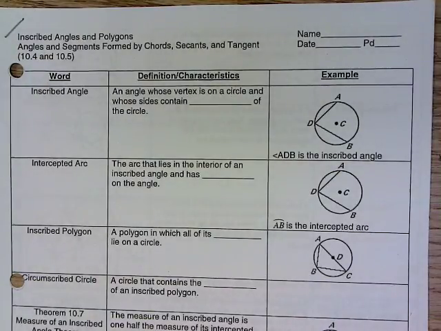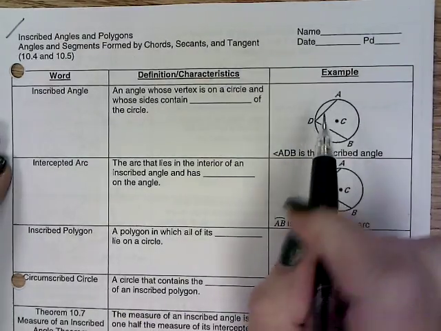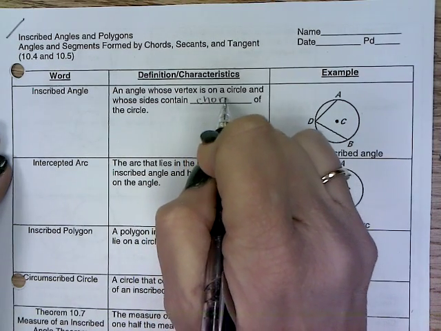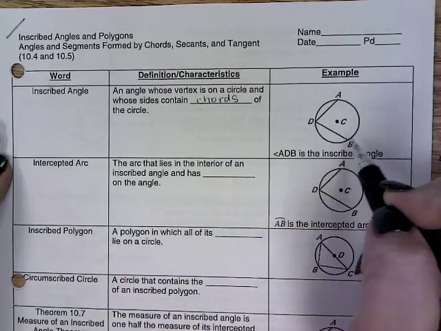Hello. Today we are going to talk about inscribed angles and polygons, and angles and secants formed by chords, tangents, and secants. The first bit of vocabulary we're going to start with today is: what is an inscribed angle? An inscribed angle is an angle whose vertex is on the circle, and whose sides contain the chords of the circle. So here, the sides of the angle are AD and DC.